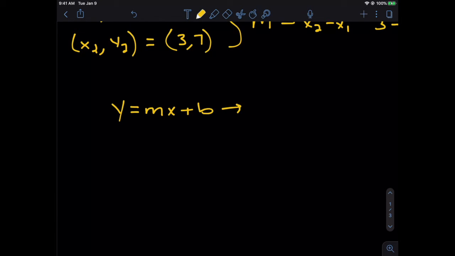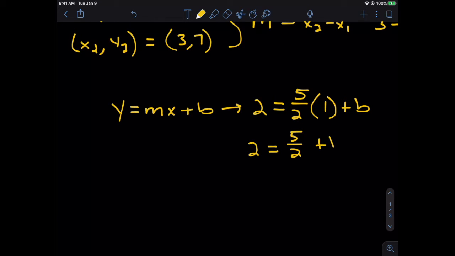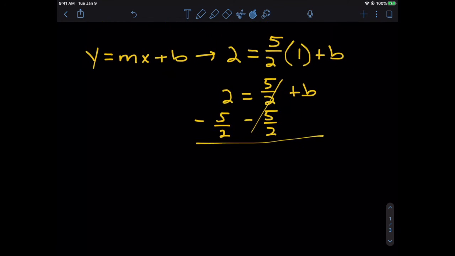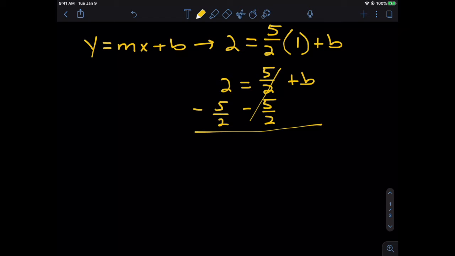Let's take the point (1, 2) to plug in here. So y is equal to 2. We get equals m was 5 halves. X was equal to 1. And we are solving for b. So we have 2 equals 5 halves times 1 is 5 halves plus b. And then we minus 5 over 2 from both sides. Like so. 2 minus 5 over 2 is the same as 4 over 2 minus 5 over 2. So negative 1 over 2. And this is our b value.